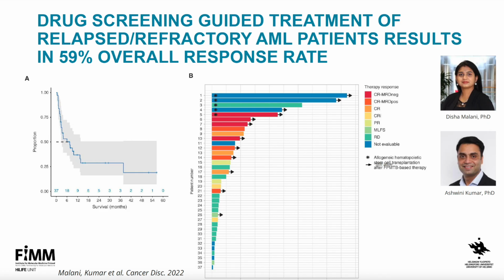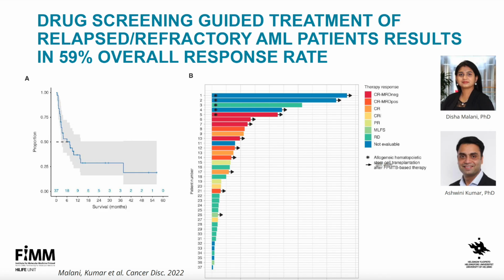So after doing this for many years, we published some results for relapse refractory AML and how drugs could be repurposed and utilized for patients who are no longer responding to the standard of care. So basically, when we were starting this project, there was only a two-drug chemotherapy combination that was being used for these patients, and then bone marrow transplant.